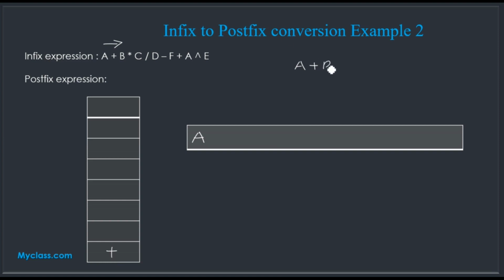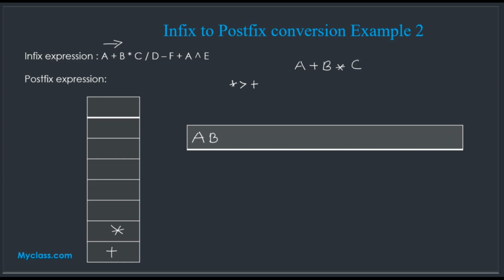Again, we are scanning an operand. When we scan an operand, we add that operand to our postfix expression. Now we have reached the star multiplication operator. If the topmost element of the stack is an operator and our scanned character is also an operator, we want to check the precedence. The star has higher precedence than addition. So it is okay to lie above a lower precedence operator. So we are pushing star into our stack.